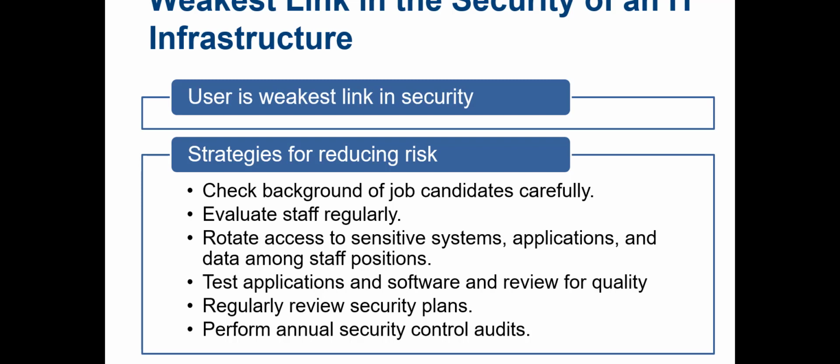Here are some strategies you can use to reduce risk. Check the background of each job candidate carefully. Give each staff member a regular evaluation. Rotate access to sensitive systems, applications, and data among different staff positions. Apply sound application and software testing and review for quality. Regularly review security plans throughout the 7 domains of the typical system. And perform annual security control audits.